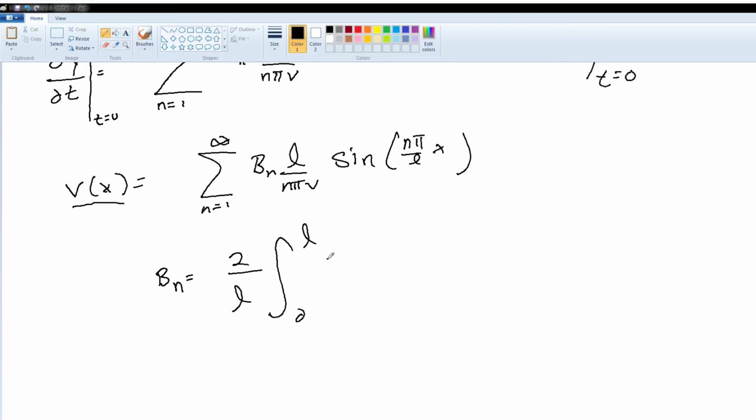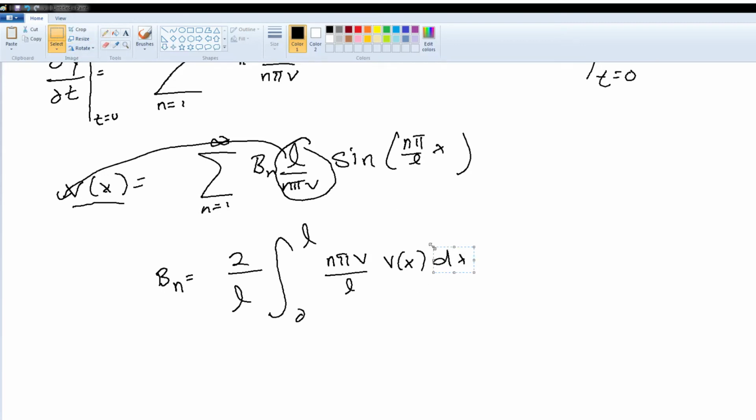And what are we integrating? We're integrating n pi x over L times v of x. I didn't really write that, but I should have brought this to the other side by dividing by it. Times sine, of course. And so that's just evil integration.